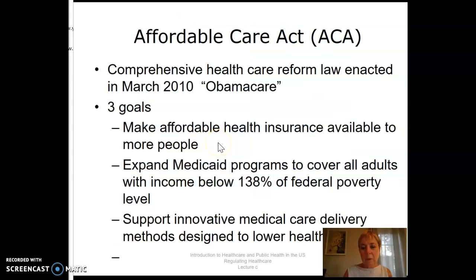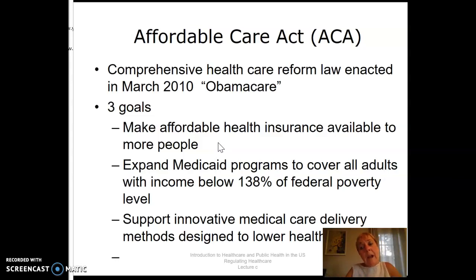And now we get to the Affordable Care Act. This is also called Obamacare. It was passed in March 2010. The goal of the Affordable Care Act was to make affordable health insurance available to more people, expand Medicaid programs to cover all adults with an income below 138% of the federal poverty level, and support innovative medical care delivery methods designed to lower healthcare costs.